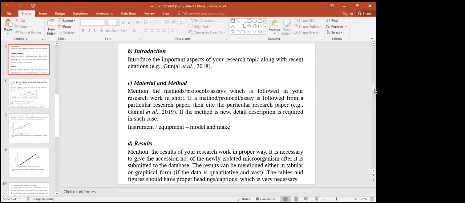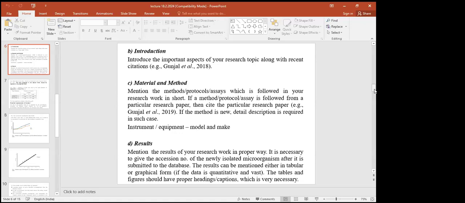If the data is very vast, you can compress it so that it becomes very easy. If you apply some statistics, that will be very good.